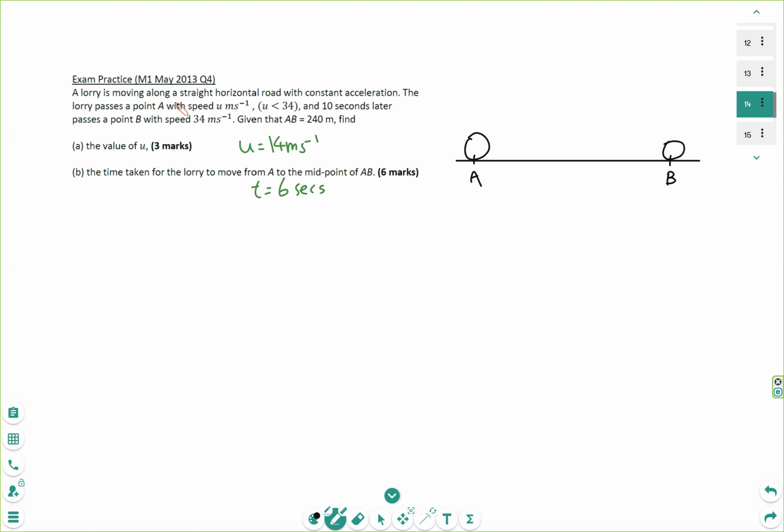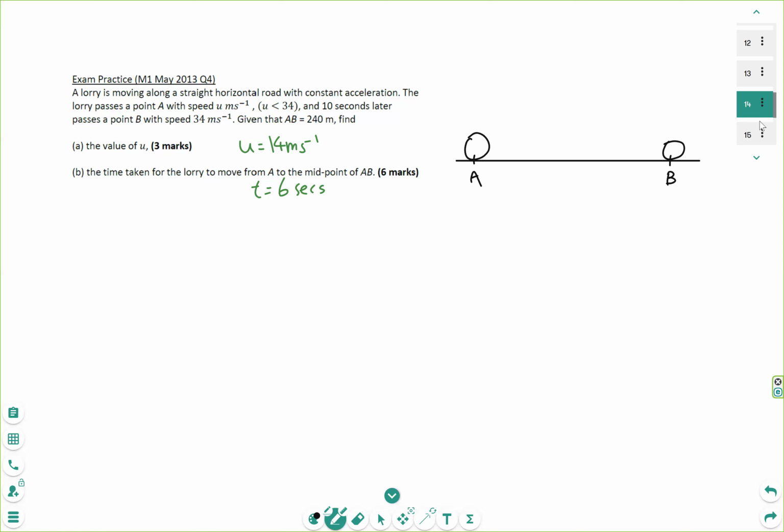A lorry is moving along a straight horizontal road with constant acceleration. The lorry passes a point A with speed u meters per second, where u is less than 34. You might be thinking, what is this? It simply tells you you don't have to worry about this for now. It means if you've got more than one answer, for example in a quadratic equation, and one answer is greater than 34, you reject it. So it's just a condition for you to know which u value to choose. Don't worry about that for now.